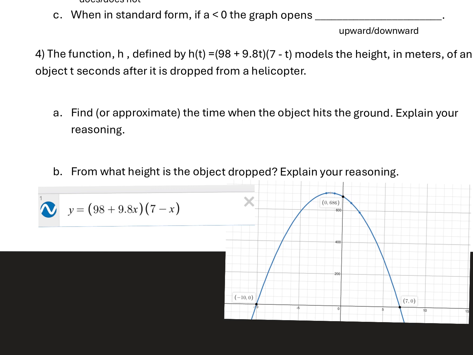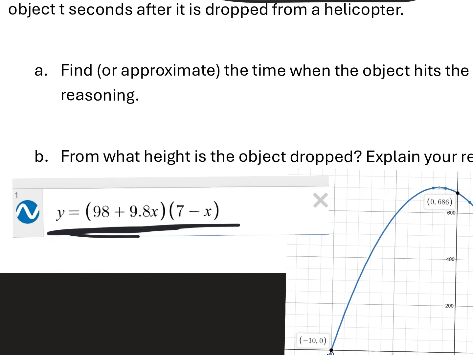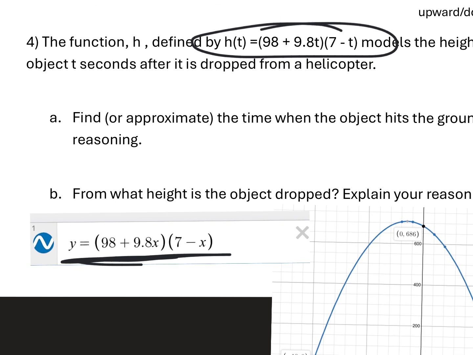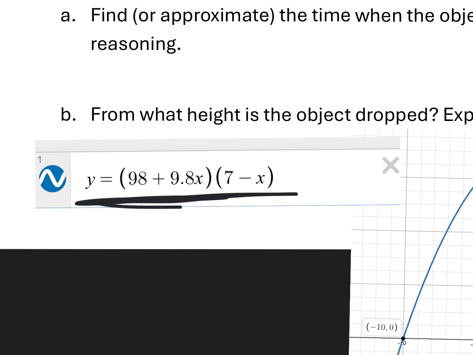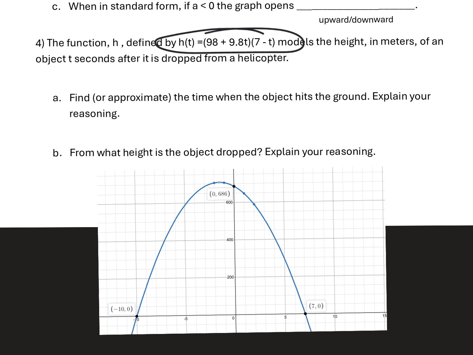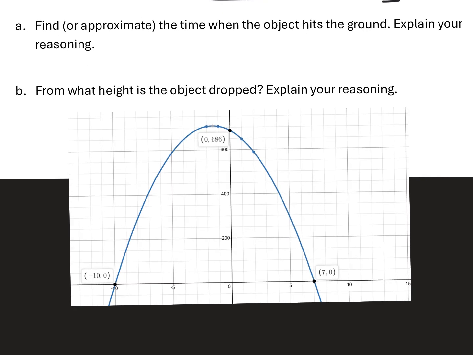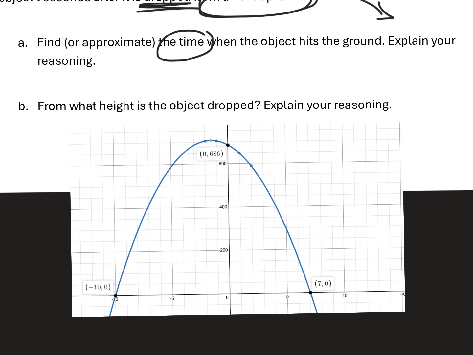Number 4 is most easily attacked if you plug the equation that you're given into Desmos. And remember, don't use the t that you're given in the equation, and don't use the h of t. Use x and y. Type it into the equation just like this. So in this situation, we have a helicopter that is dropping something from the helicopter. And the first thing it asks for is the time when it hits the ground.